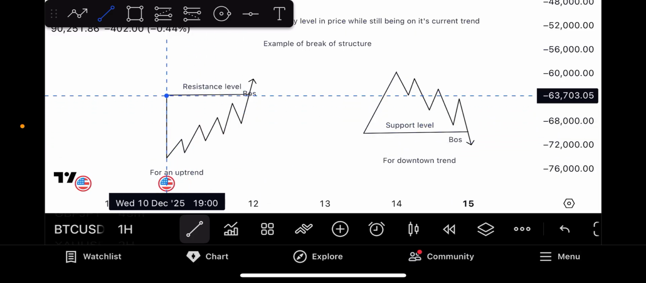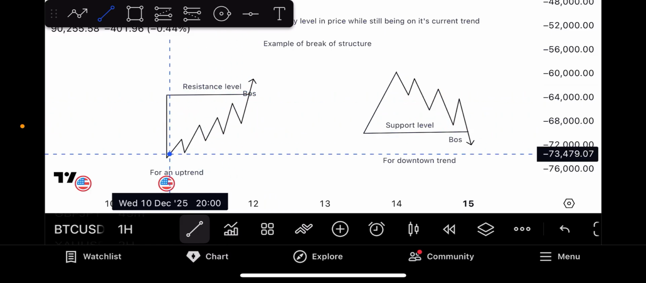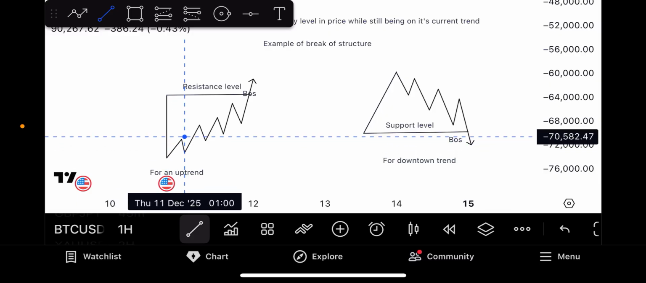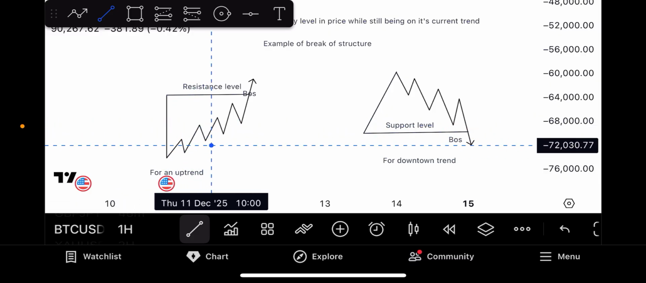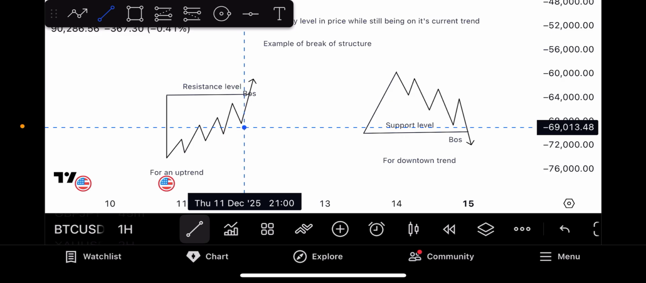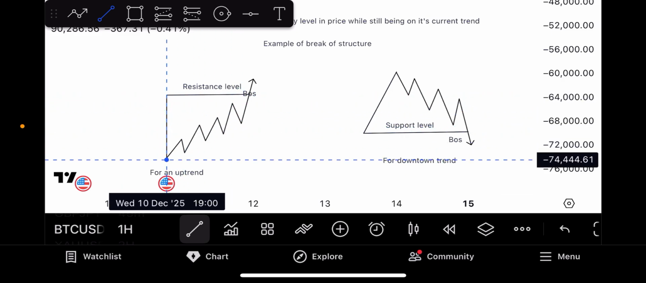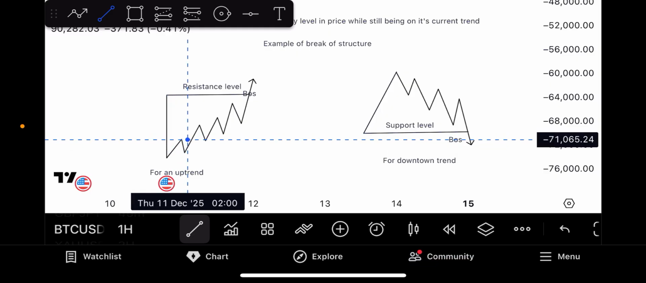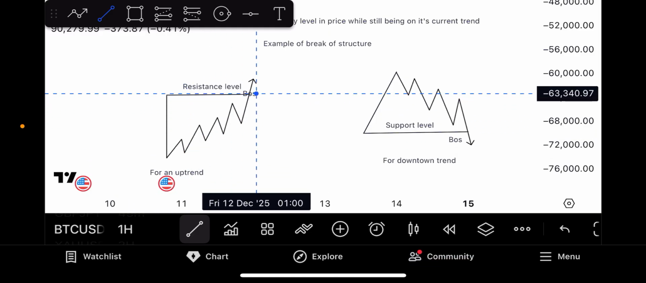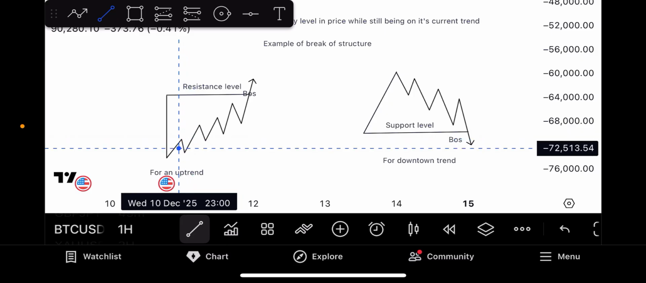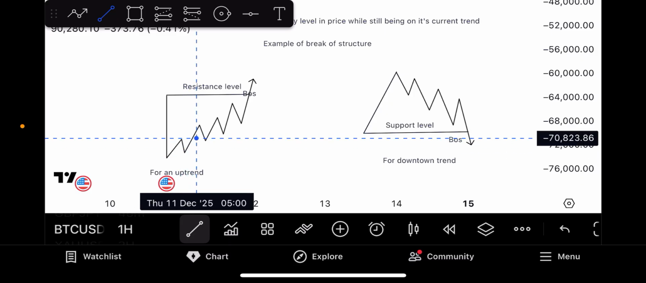This is a pre-existing resistance level, and you could see price was making a series of higher highs and higher lows. Once price has been in a downtrend for a long time and you see a market structure shift, after the market structure shift you should be more focused on break of structure, after you have seen a market structure shift to the upside.